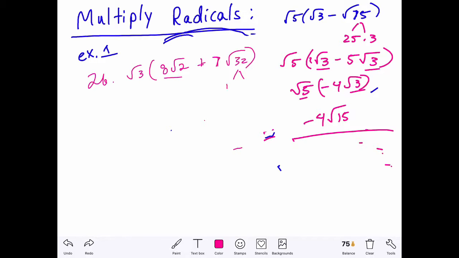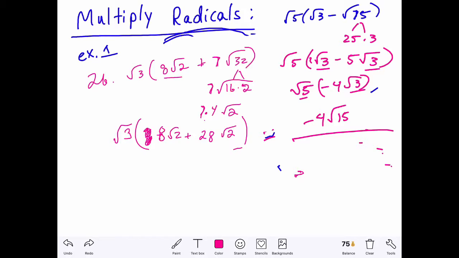Well, the largest perfect square hiding in there is 16 times 2 gets me to 32. So the square root of 16 is 4. When that 4 escapes, it's going to multiply by whatever's already out front, which is the 7. Okay, and then I still have the root 2 underneath it. So that would be a 28 root 2. So now I'm going to rewrite the rest of it. 8 root 2 plus 28 root 2, and root 3 is multiplied by all of that.